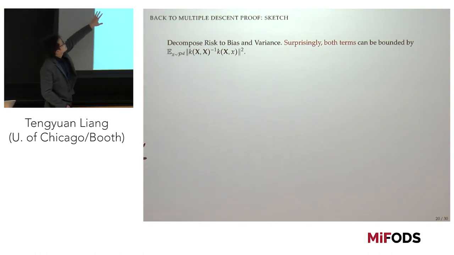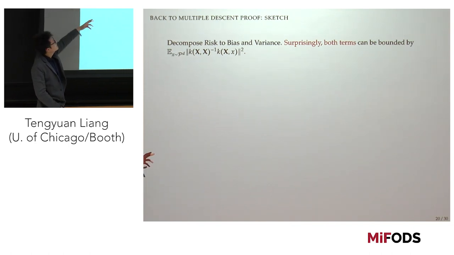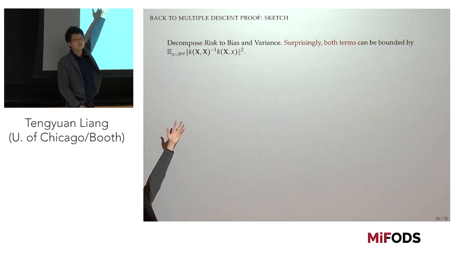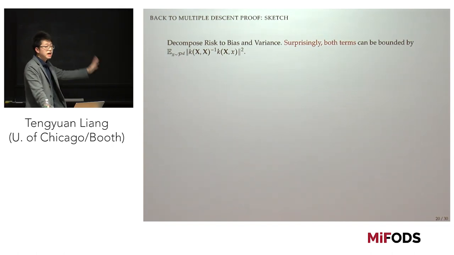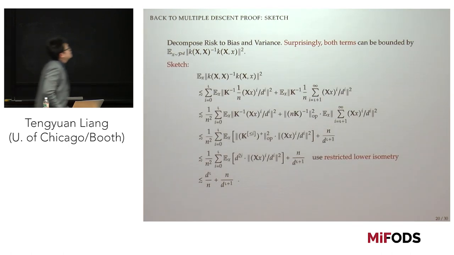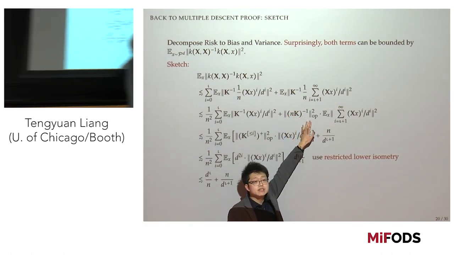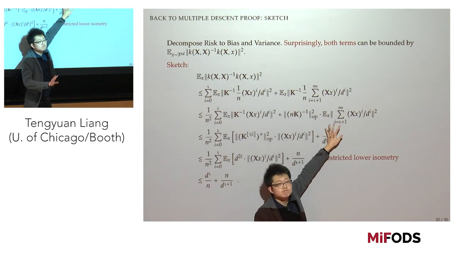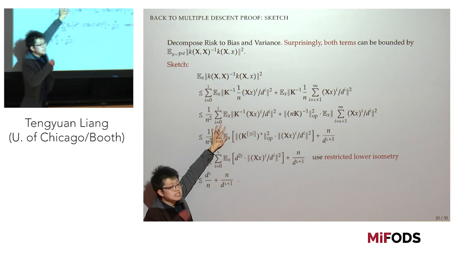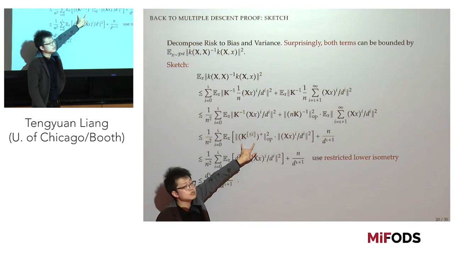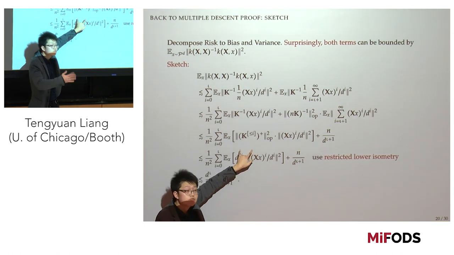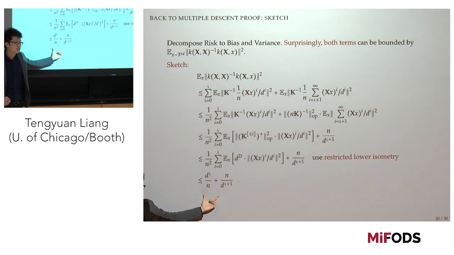Okay, so let me get into the sketch. It turns out that the theory decomposes the risk into bias and variance. Surprisingly, both terms can be upper bounded by certain functional forms like this. Surprisingly, both the bias and variance exhibit this multiple descent behavior. Then let's do a truncation according to the degree. For the second part, we use some simple bound. For the first part, let's layer it by the different iota. For each iota, let's use the restricted lower isometry property. And after some algebra, you can show such a decomposition holds.